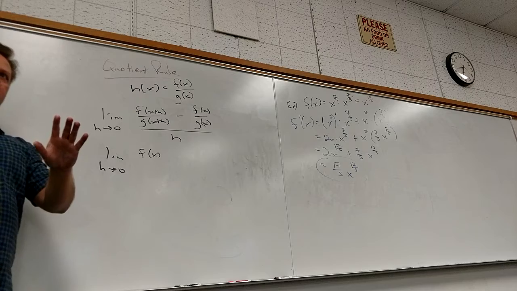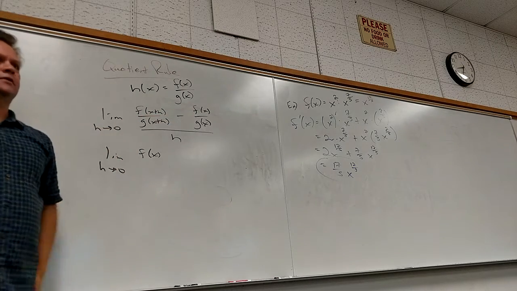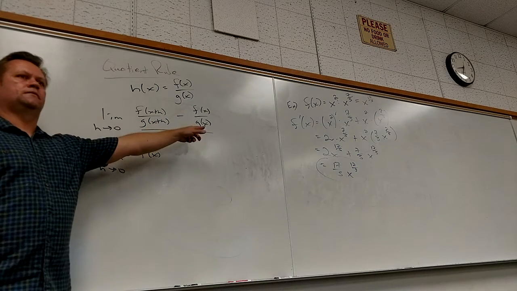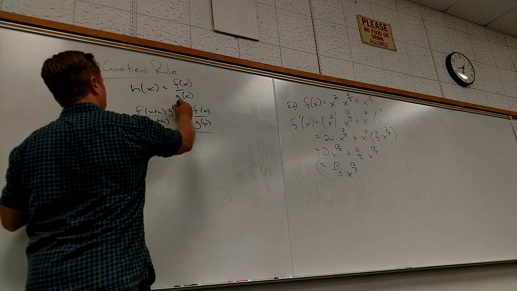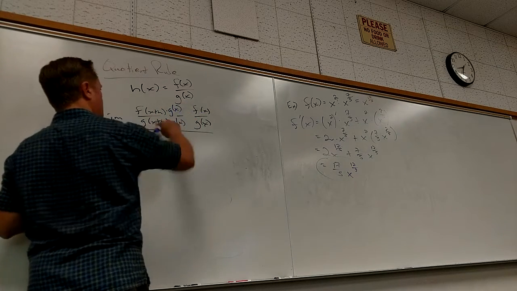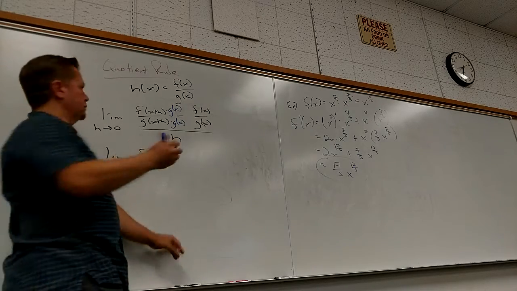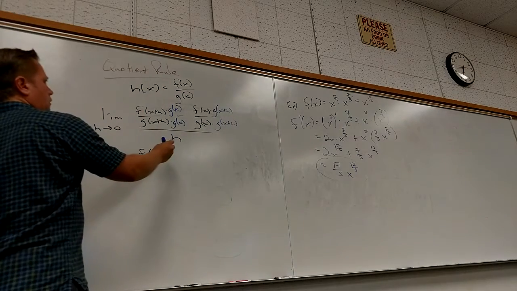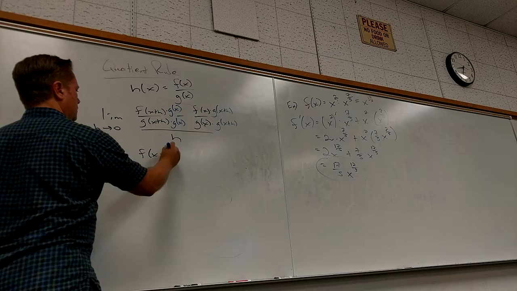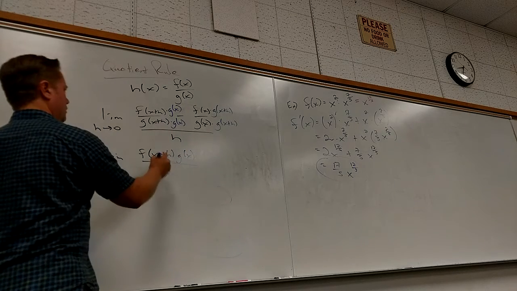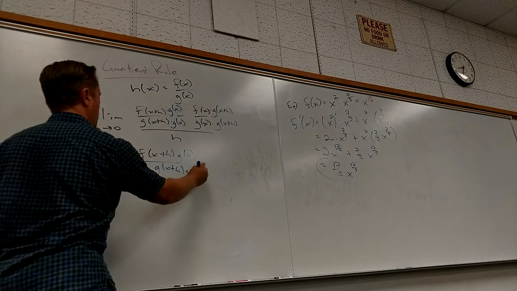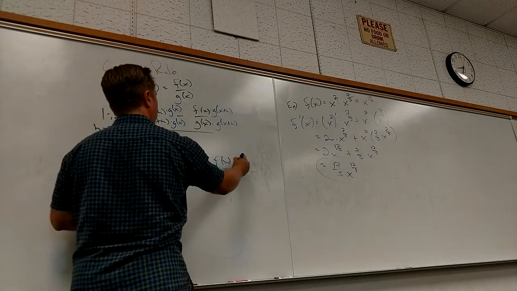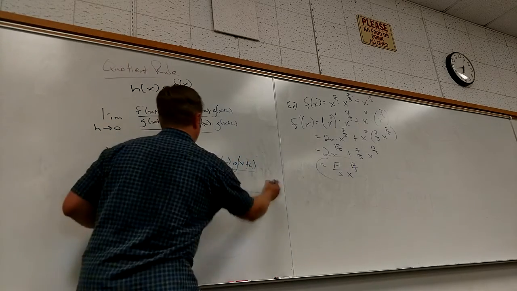All right, you ready? Do either of these bottoms have an x plus h? No. This has g of x plus h, and this has g of x. So what's he missing that he's got? G of x. What's he missing that he's got? G of x plus h. So we get f of x plus h, g of x over g of x plus h, g of x. I'm going to put minus f of x, g of x plus h, all over h.